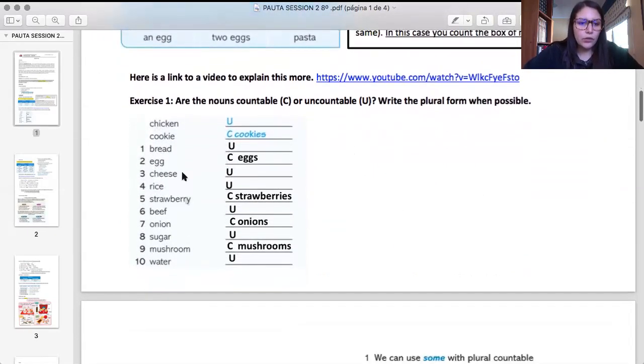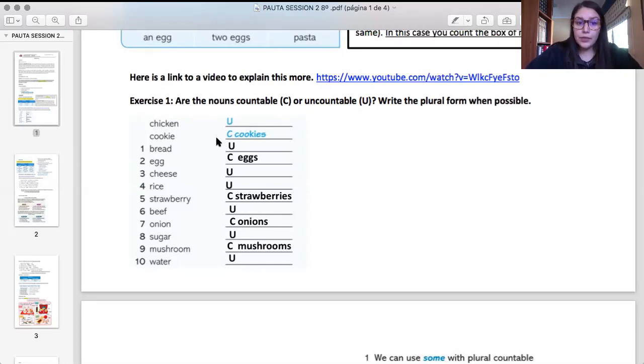Here you have all these 10 nouns and you have to classify them into countable nouns or uncountable nouns. And in the case of countable nouns, you have to write the plural form of the word. So for example, here we have chicken and it's uncountable because chickens as animals are countable. I have 1 chicken, 2 chickens running around my house. But when we talk about chicken as food, we don't count it. We have to weigh the chicken in kilograms, for example.